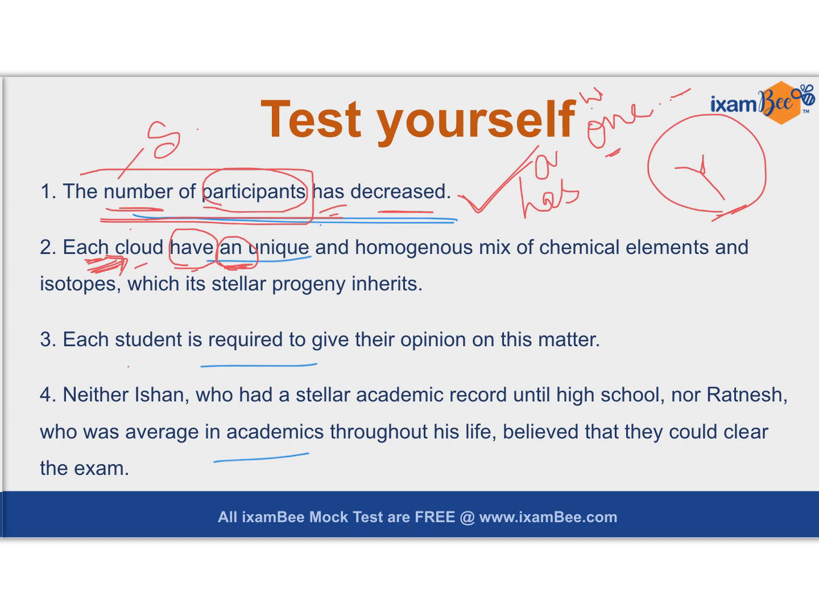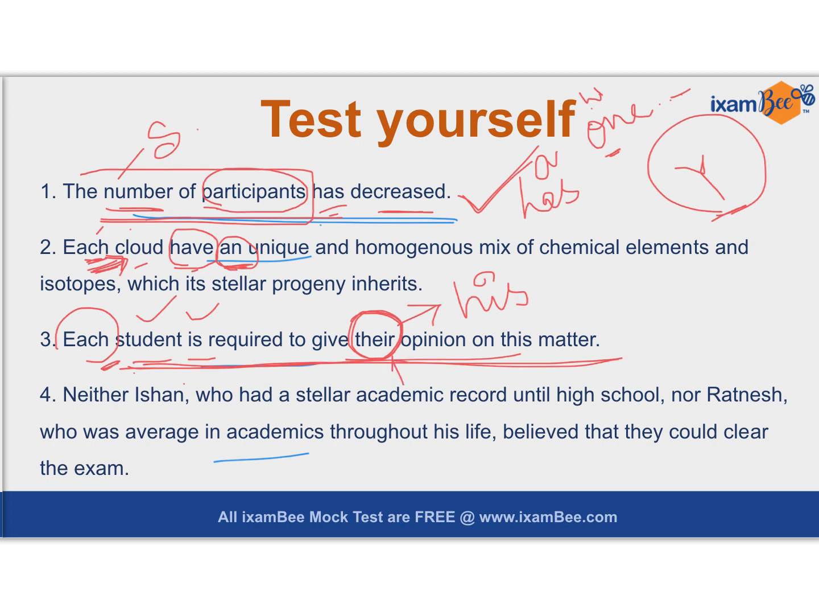Then, each student is required to give their opinion on this matter. So again, each is singular. We also saw in the second sentence, each student. So each student is correct because it is singular, and is is also correct, required to give their opinion. So it is not agreeing. This their is not agreeing with the subject. Okay, each student is required to give his opinion, right? Why? Because each student is singular, so here their should not be there. So this sentence is also not correct.